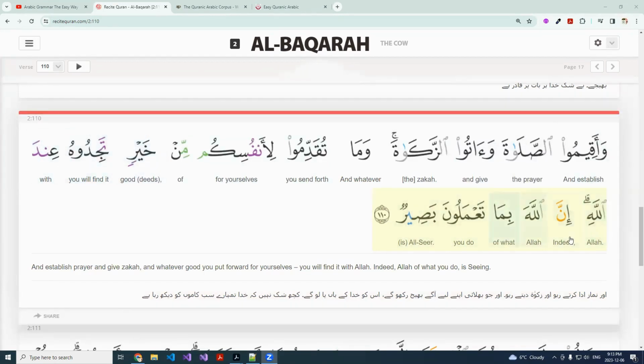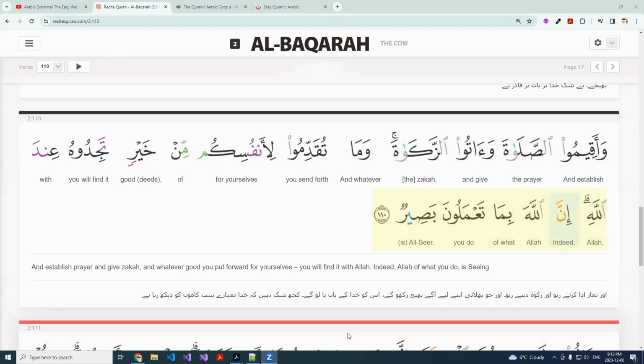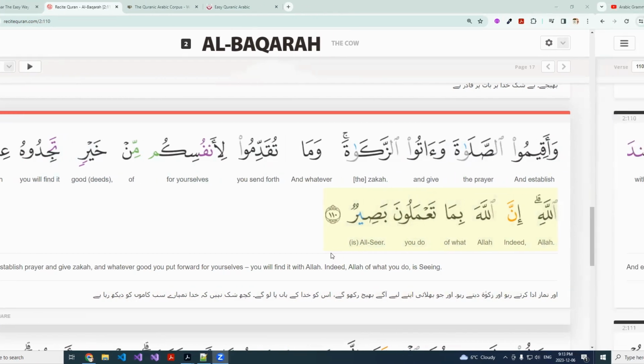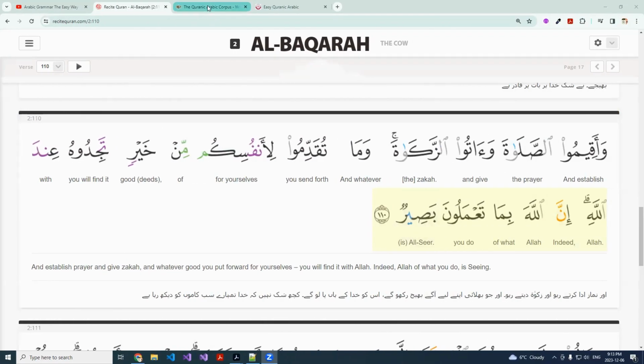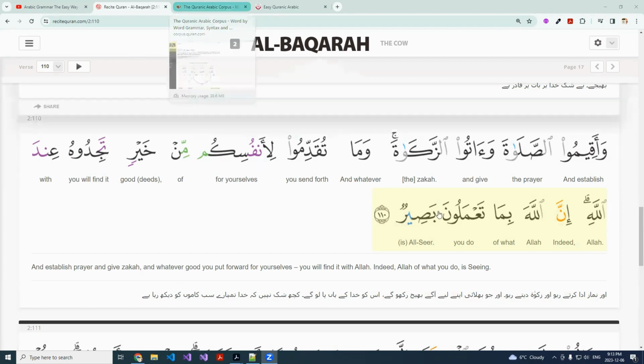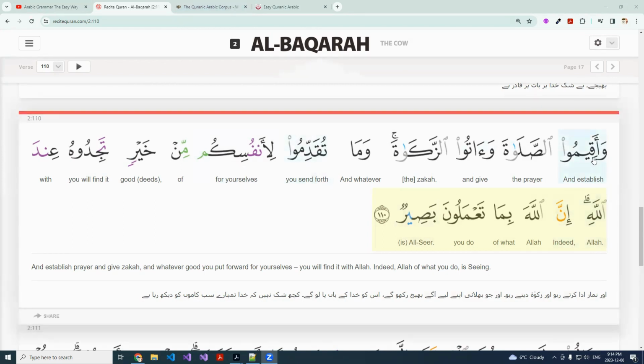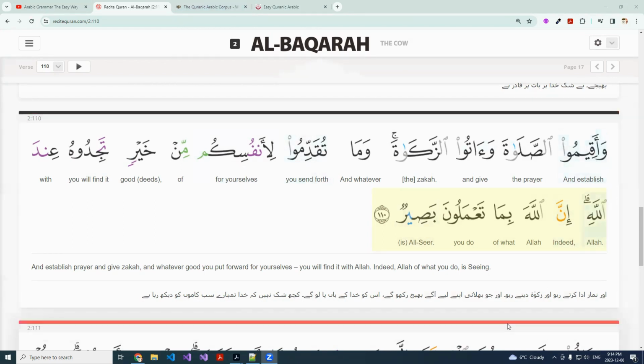Inna allaha, inna is the harf mushabba bil fail, and Allah is the ismul jalala, and this is letter ba, which is a harf jar, and ma, which is also a harf. Tamaluna is a verb, and basir is a noun. Let's take a look at the grammar of it so that we understand what's going on. Can somebody tell me, before I look into that, akimo, what do you understand from akimo?